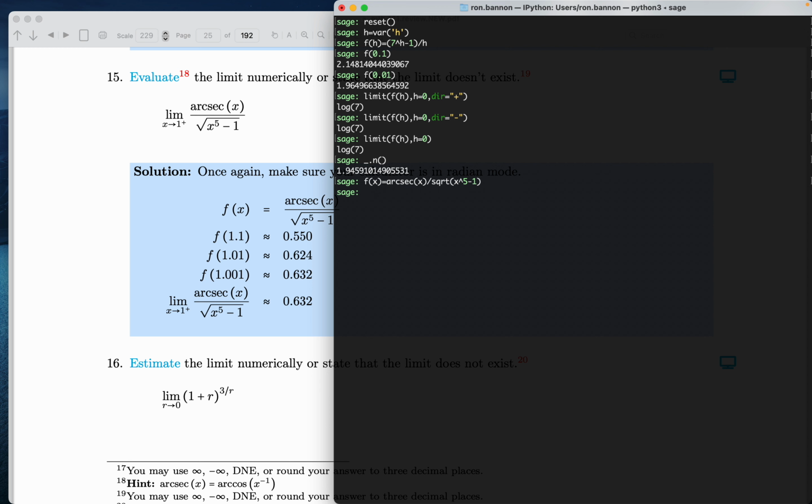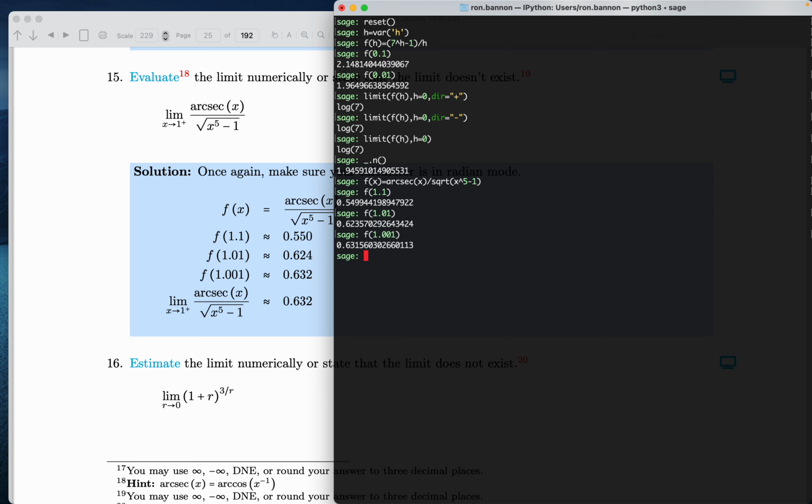So what I want to do is start to evaluate it. F of 1.1, relatively simple. Someone says, what are you doing? I'm getting close to 1 from the right side. I get that number, which is the number they're giving you over here. Let me do 1.01. And I get the number they're evaluating it at.